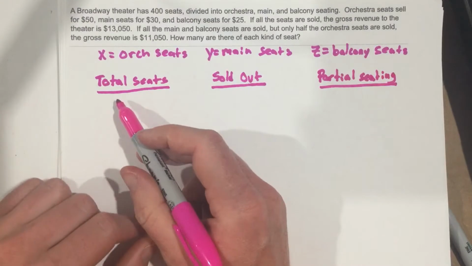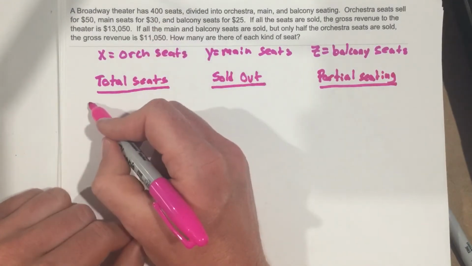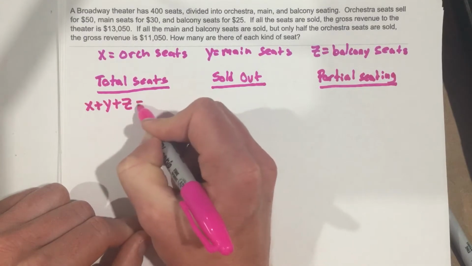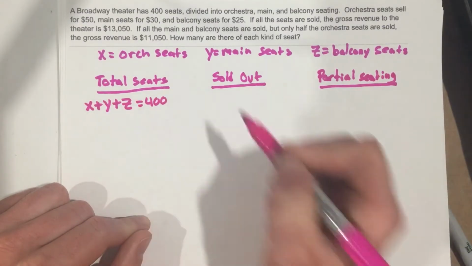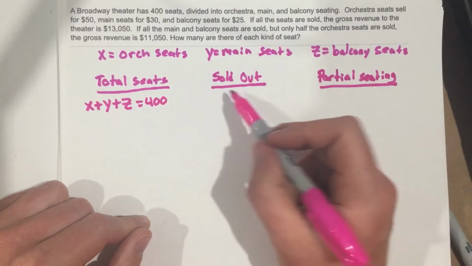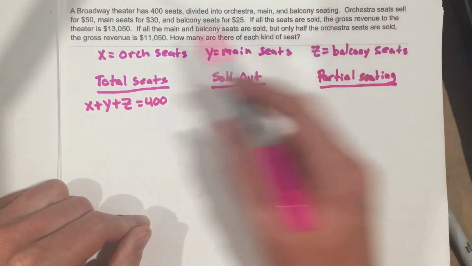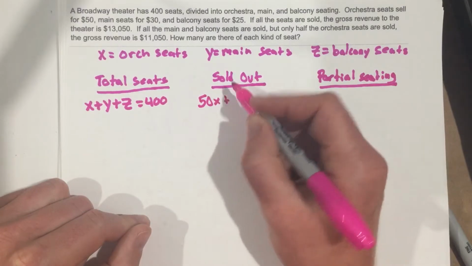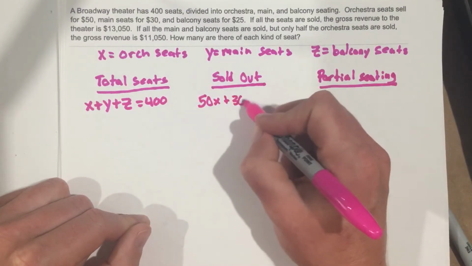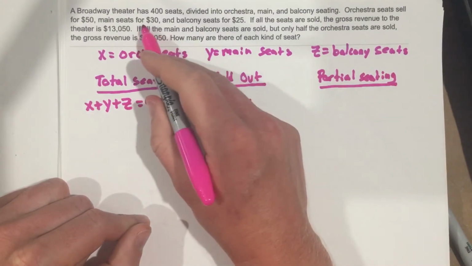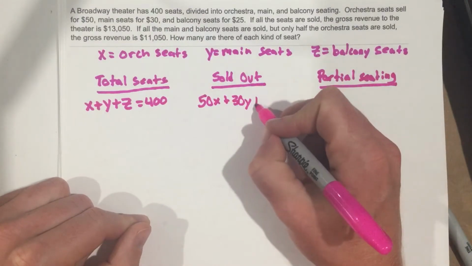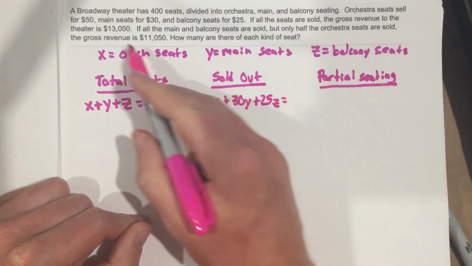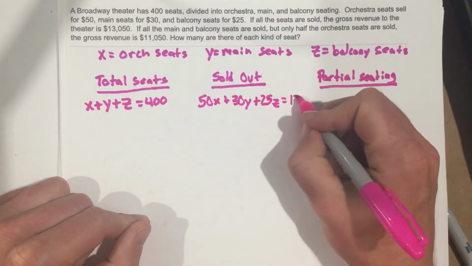So for the total seats, there's 400. That's a combination of X plus Y plus Z is 400 seats. That's an easy equation to come up with. So is the sold out seats. Orchestra sells for 50, so that's 50X plus 30Y, because this is how much the main seats are, plus 25Z, and that equals 13,050.